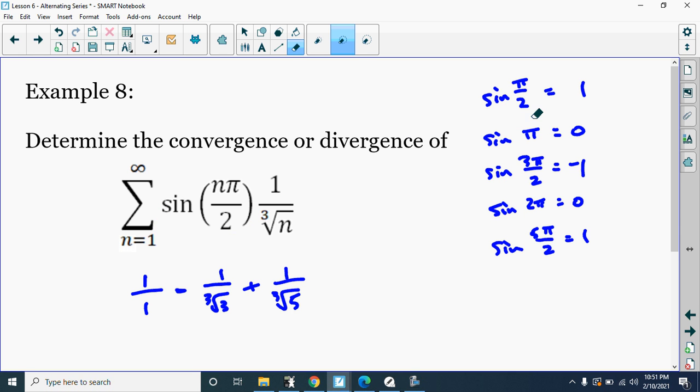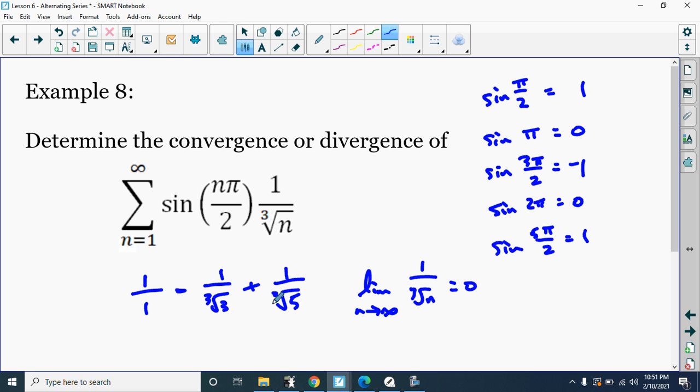They do it this way if it skips over some terms, like we don't have the 1 over cube root of 2 in there. But really all we need to consider is the two rules. Because we know it alternates, we want to check the limit as n approaches infinity and show that the terms do decrease. Also, you could recognize this is a p-series. An alternating p-series, as long as p is positive, will converge. So this converges.